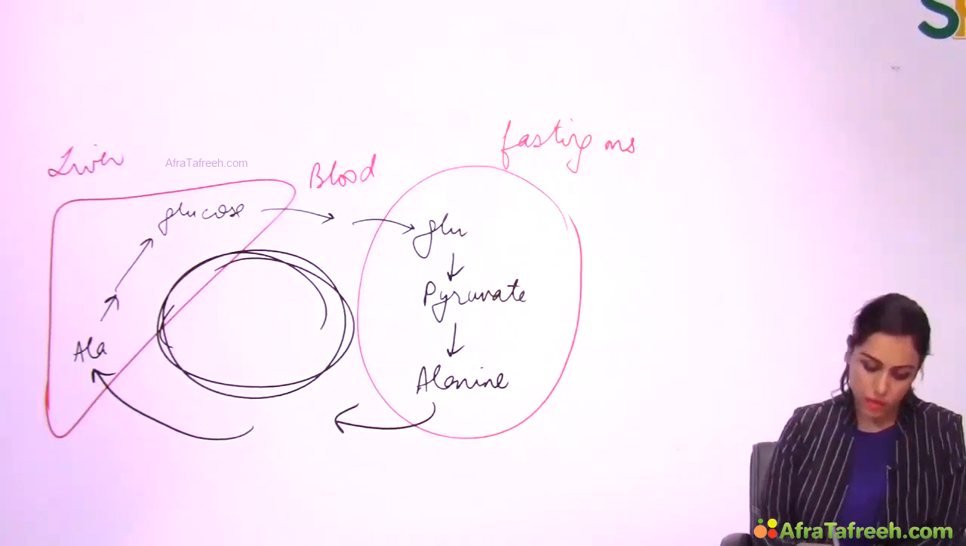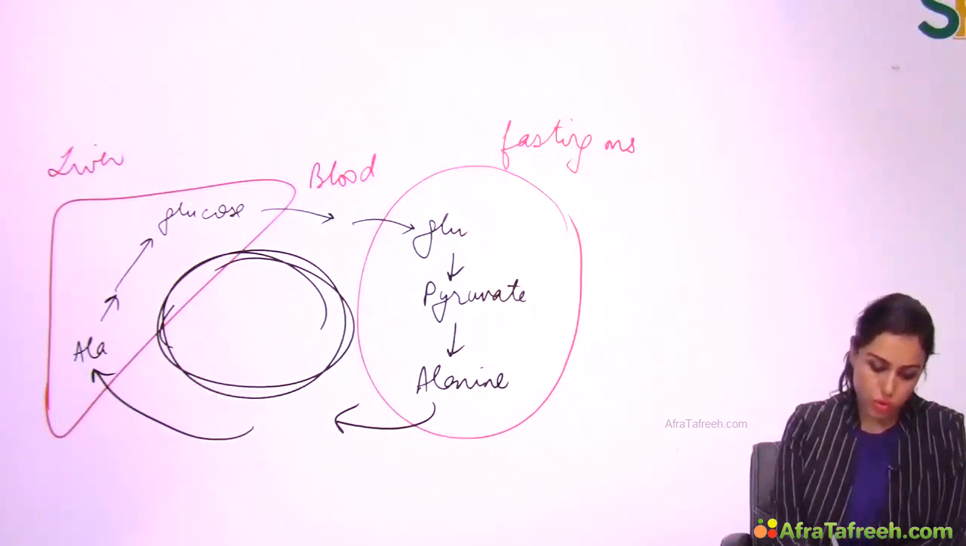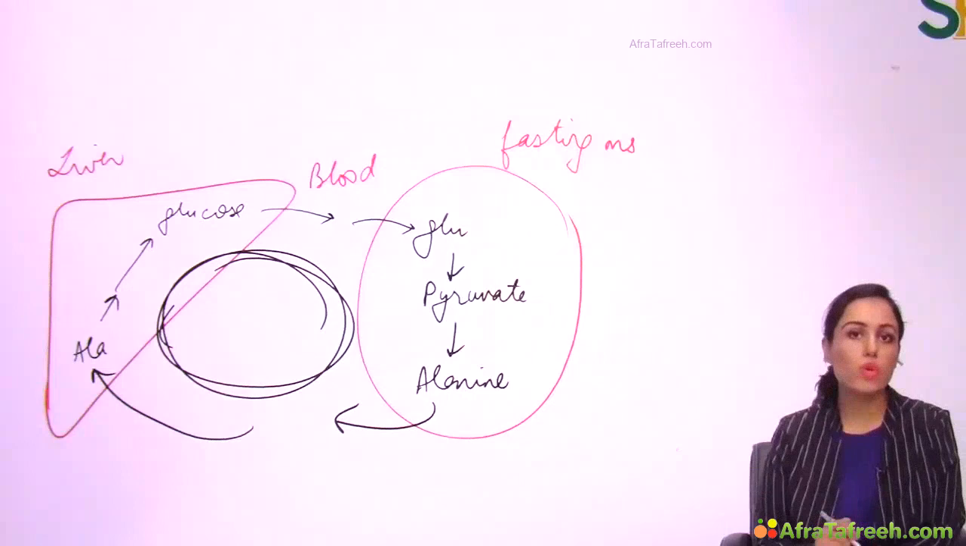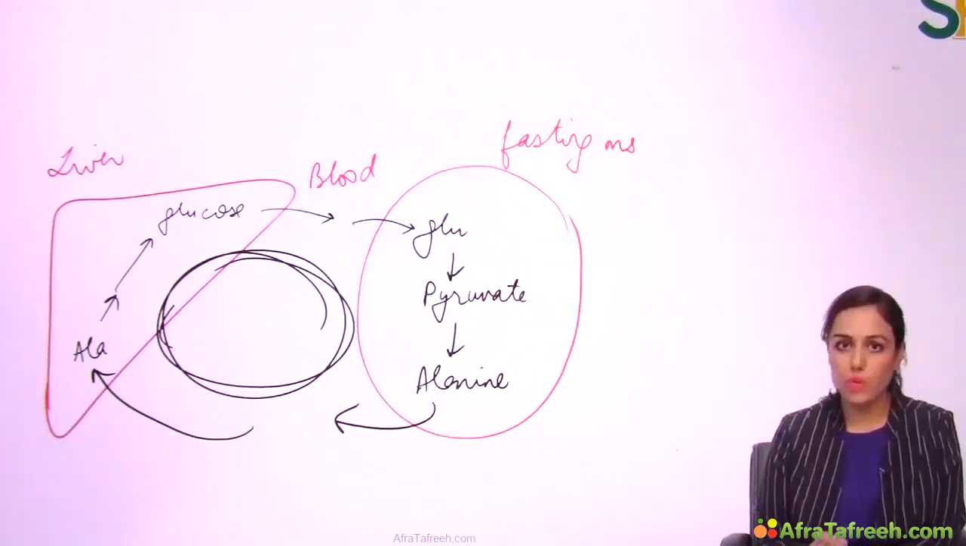So this is a cycle formed known as glucose-alanine cycle, also known as Cahill cycle. And you can see here that mainly amino acid alanine is forming glucose in liver by gluconeogenesis pathway. So alanine is regarded as most glucogenic amino acid.